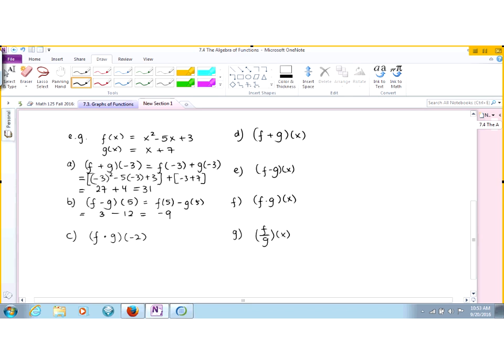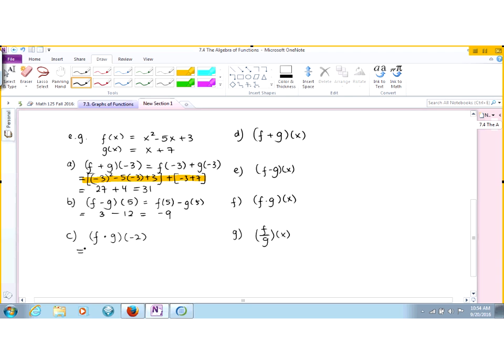So you could do it other than writing this. So you could do it in your head. Right? You see that I didn't do this part. I sort of skipped this part. So what I did was I just did it in my head. F of 5, so it's 5 squared minus 5 times 5. So those 25 minus 25 cancel, plus 3. So that's 3. Minus g of 5. G of 5 is 5 plus 7, which is 12. So I just wrote 3 minus 12, which is negative 9. Does that make sense? So you could do it too.